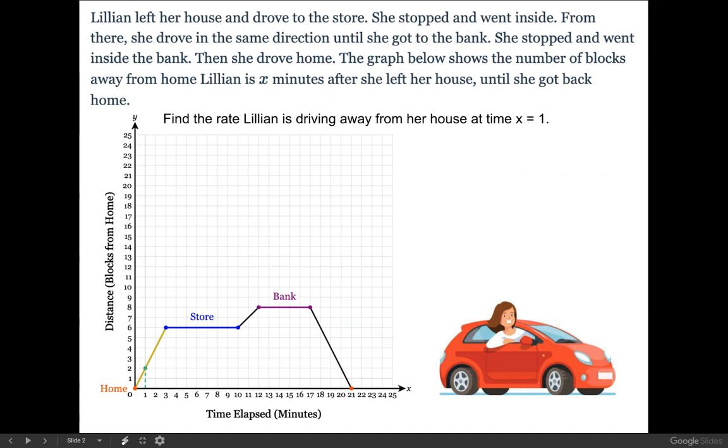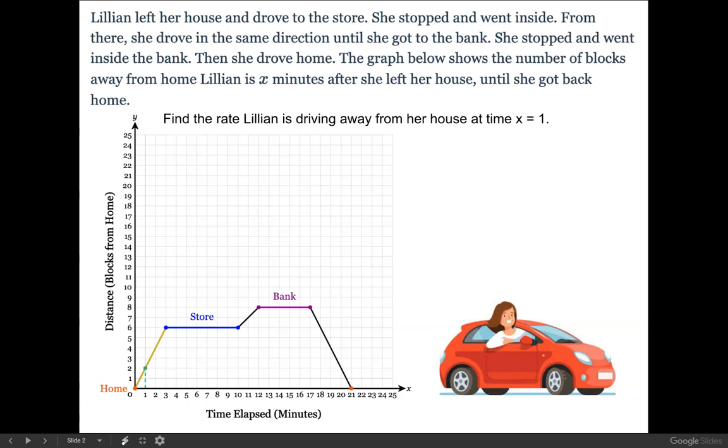Let's look at our examples. Lillian left her house and drove to the store. She stopped and went inside. From there, she drove in the same direction until she got to the bank. She stopped and went inside the bank. Then she drove home. The graph below shows the number of blocks away from home Lillian is X minutes after she left her house until she got back home. We want to find the rate Lillian is driving away from her house at time X equals 1.